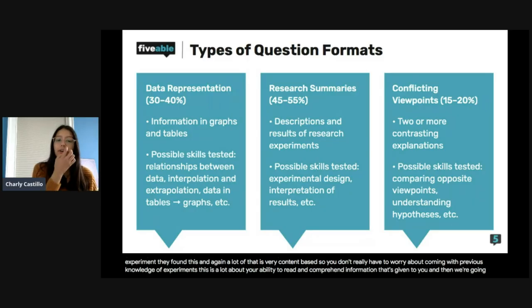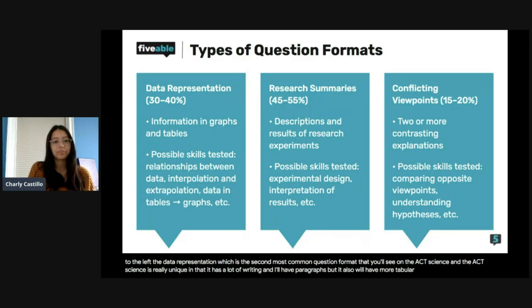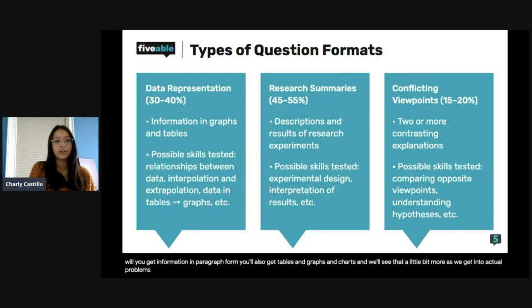And then we're going to go to the left, the data representation, which is the second most common question format that you'll see on the ACT Science. And the ACT Science is really unique in that it has a lot of writing and it'll have paragraphs, but it also will have more tabular forms of information. So not only will you get information in paragraph form, you'll also get tables and graphs and charts, and we'll see that a little bit more as we get into actual problems later on.